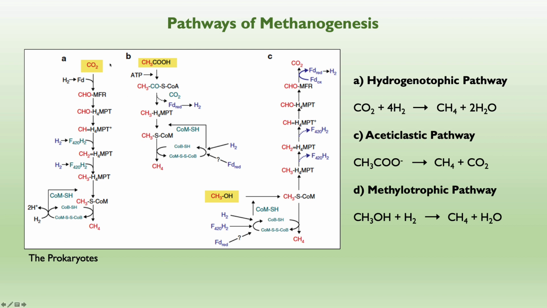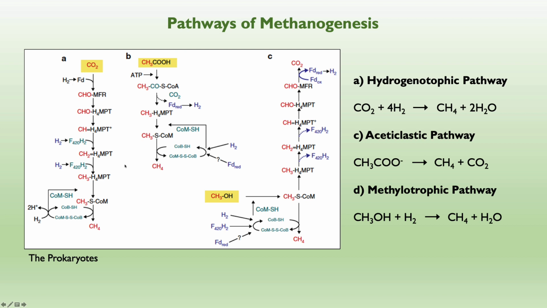The first one on the left is known as the hydrogenotrophic pathway. And in this case, methane is produced from carbon dioxide as well as hydrogen gas, or molecular hydrogen. CO2 is reduced to methane, and the electrons that are used to reduce CO2 to methane are derived from hydrogen.